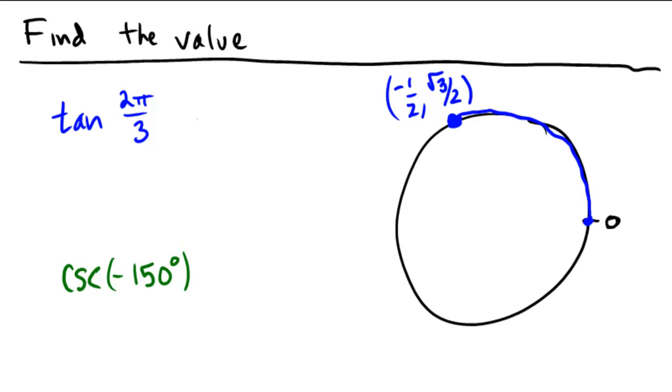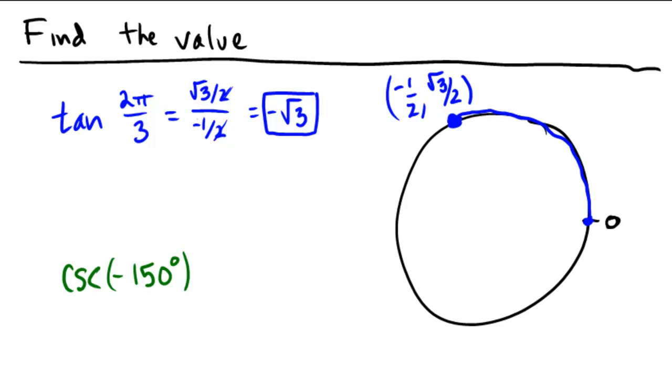Now tangent is the ratio of the sine to the cosine. So the value for the tangent of 2 pi over 3 is going to be the sine value, which is radical 3 over 2, over the cosine value, which is negative 1/2. After some simplification, I'm going to cross out the 2's that are both in the bottom. We have a radical 3 over negative 1, and that means the final answer is negative square root of 3. So that's the tangent of 2 pi over 3.